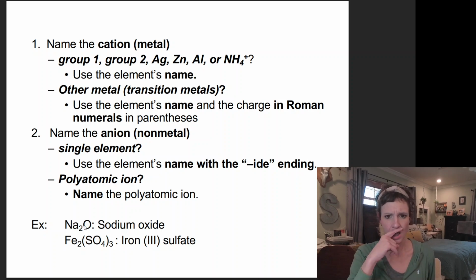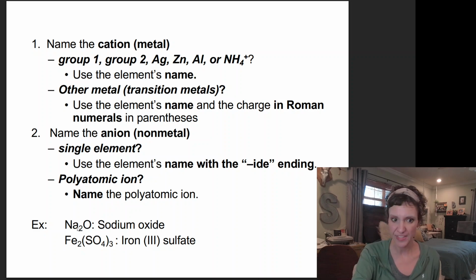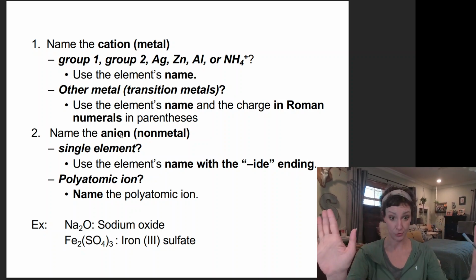I got oxygen. He's just a single element, so oxide. Some of y'all are freaking out here about that too. You're like, what about that too? Do not freak out about that too. Use the rules. Just name the metal and the nonmetal and move on with your life.